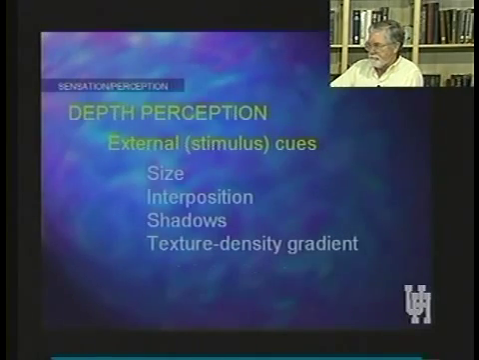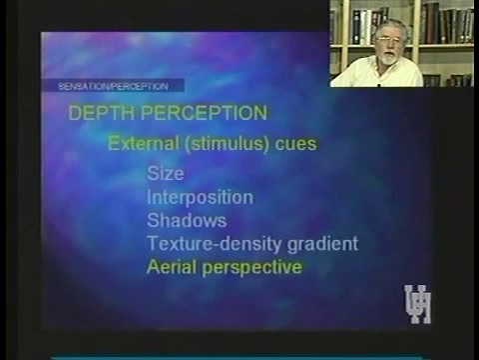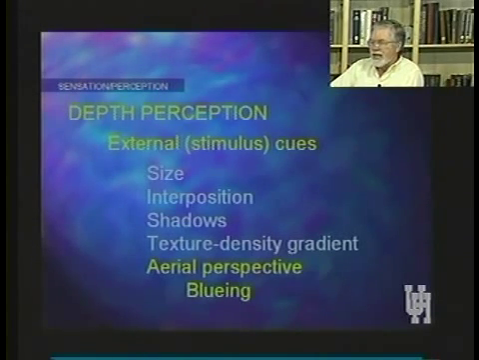Another cue, and quite a powerful one, is what's called aerial perspective. There are two different forms of this. One is natural and one is human produced. The natural one is what's referred to as bluing.